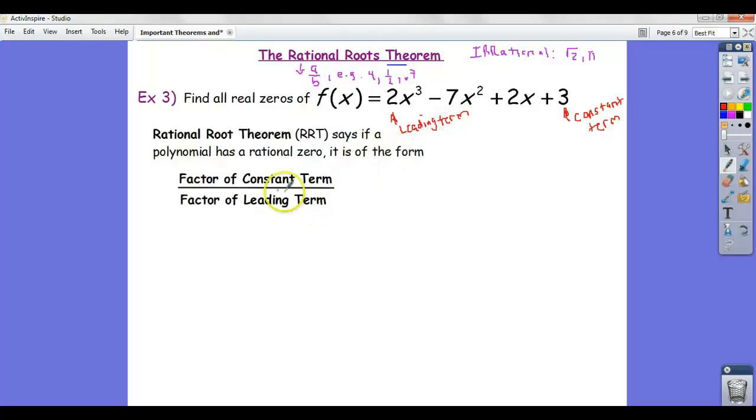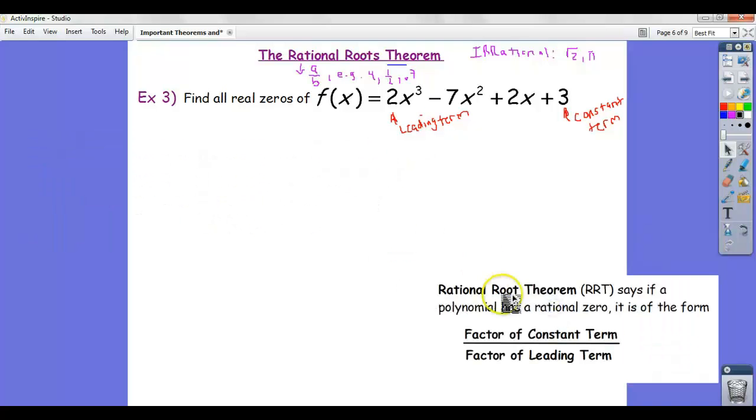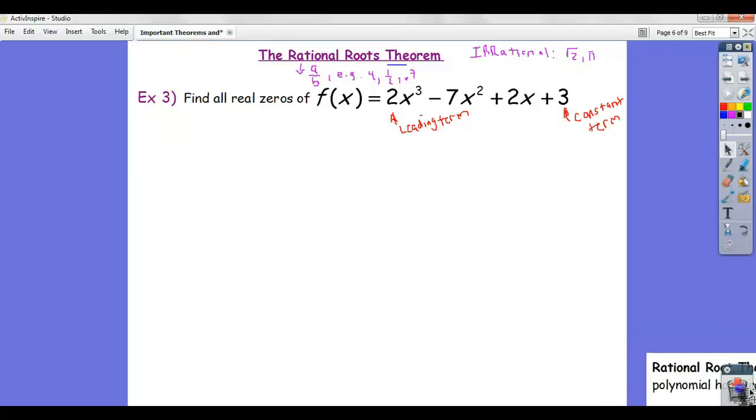Okay, so this theorem says, if there is a rational zero, and sometimes there isn't, you can have irrational zeros for a polynomial. We won't get into that now. But if a polynomial has a rational zero, it is of the form a factor of 3 divided by a factor of 2. That's the form it takes. So let me show you. I'm going to move this definition to the side or in the trash for now, and we're going to do this problem out.